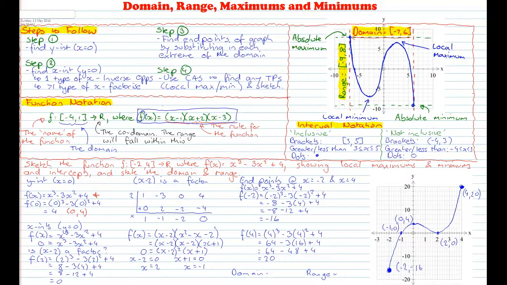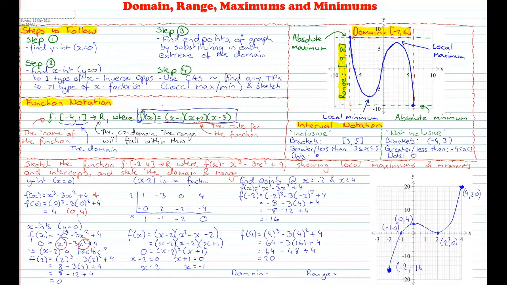Alright, now what I need to do is go through and find my x-intercepts. So for my x-intercepts, I make y equal to 0. Therefore f of x is equal to x cubed minus 3x squared plus 4, and I substitute 0 for f of x. Now I have a look, I've got 2 different types of x, so because I've got more than one type of x, I must factorise. And to do that I need to look for what could possibly be factors.